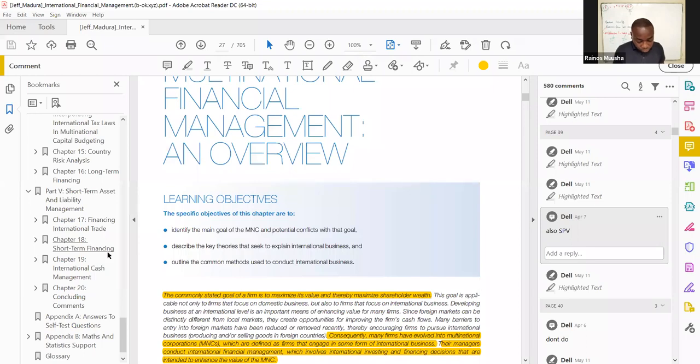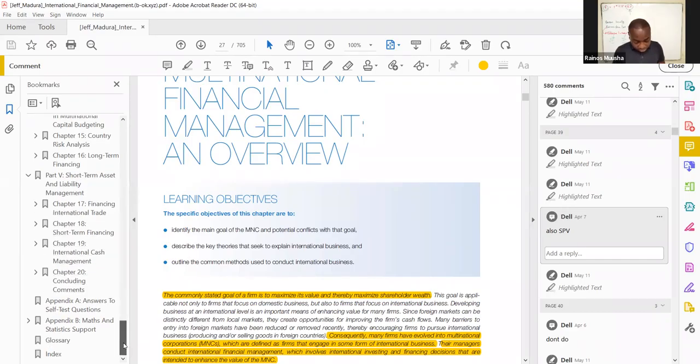Then you're also going to be looking at short-term financing, which is Unit 18. Then Unit 19, we're not going to be looking at it. So Unit 19, we're not going to be looking at it, and also 20 as well, we are not going to be looking at them.